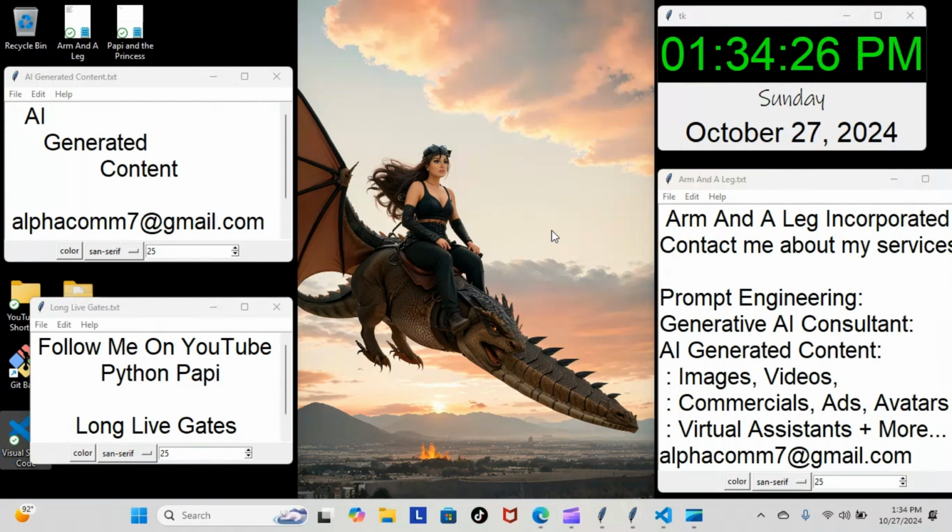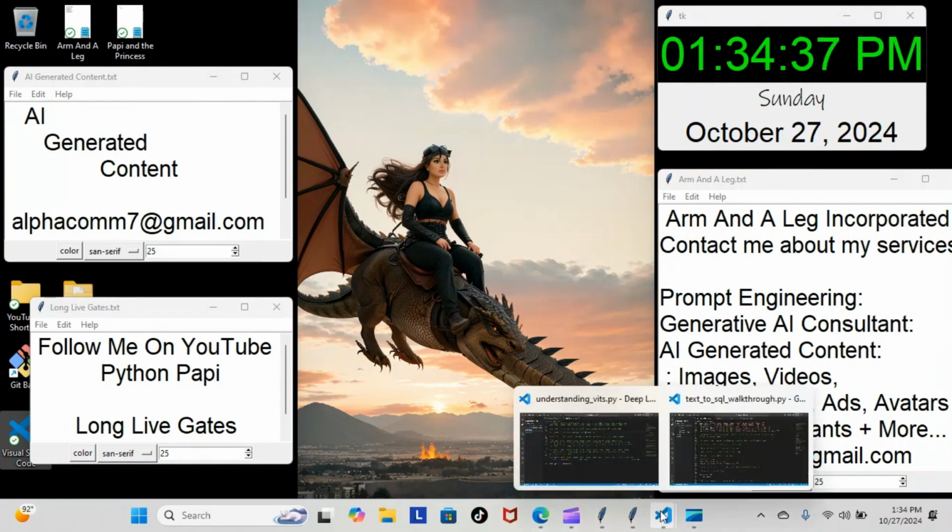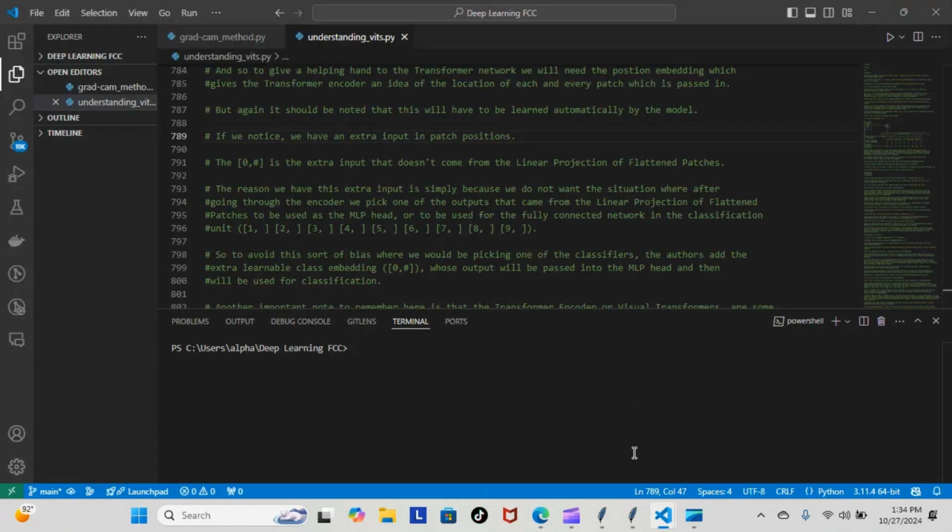On today's episode of Python Papi, we're back inside our TensorFlow course, and we're still going over our Understanding Visual Transformers, or ViTs, module. Let's have a look at what we went over today. Now, still, this is about the third or fourth day in a row where we haven't gotten to any code yet. We're still just taking notes, so we're going to pick up some light reading and leave it at that.